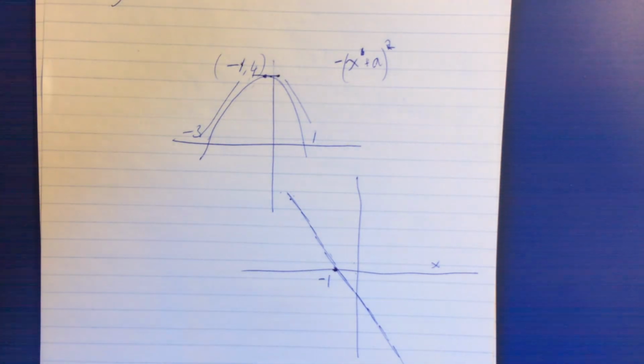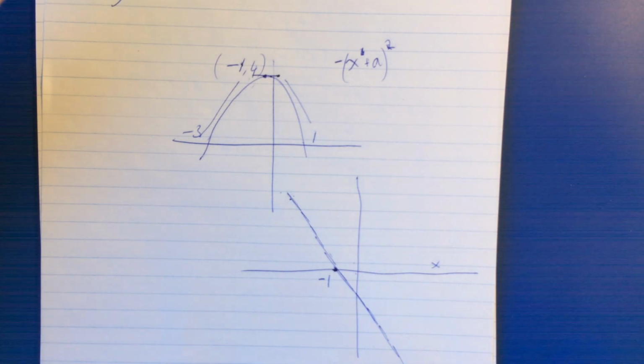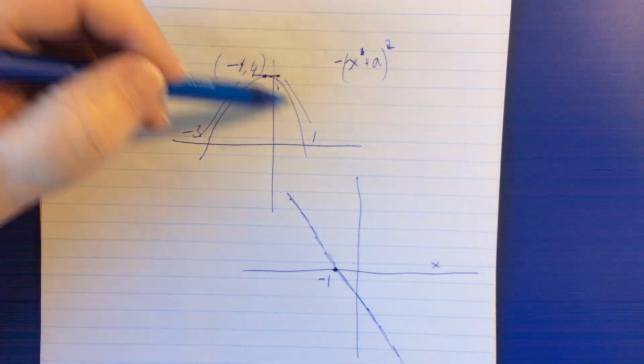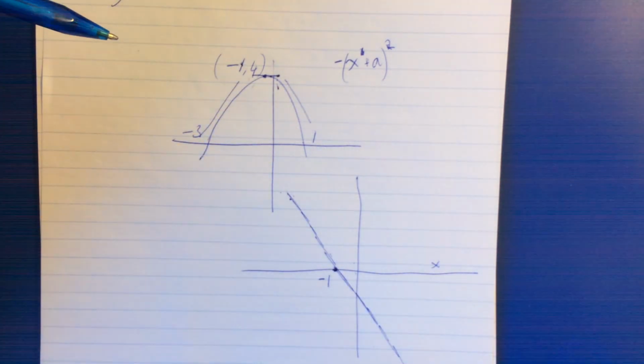Now, I hope that this makes sense. It can be quite hard to get your head around because it's intuitively difficult to look at this and go, oh, that's negative values here. But in fact, that's what it is.